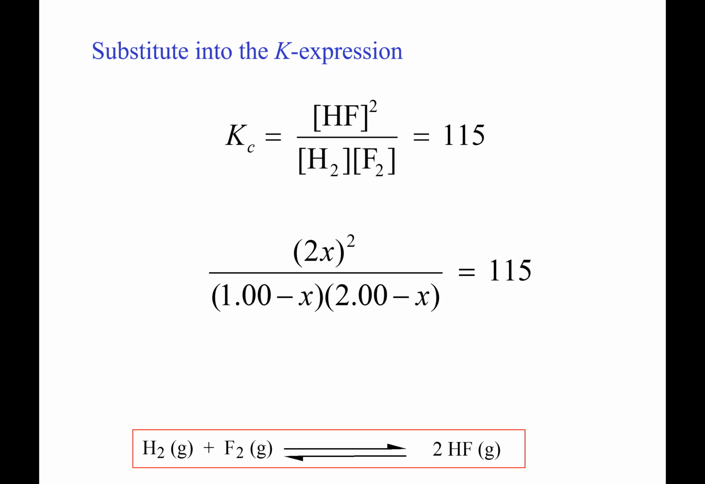In the numerator, you have the quantity 2x raised to the second power. In the denominator, you have the quantity 1.00 minus x times the quantity 2.00 minus x.